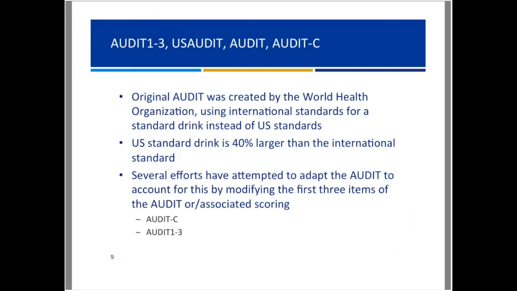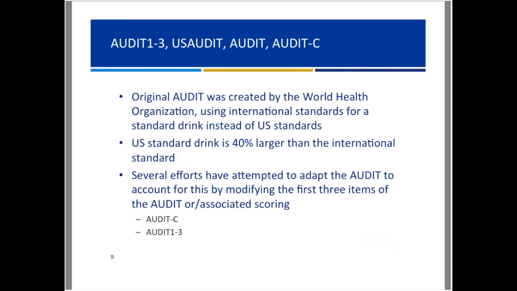So let's talk a little bit about the AUDIT. The original AUDIT was created by the World Health Organization using international standards for a standard drink instead of the United States standards. But the problem with that is the U.S. standard drink is 40% larger than the international standard. So that makes the AUDIT not necessarily a very good fit for use in the U.S. And so several efforts have attempted to adapt the AUDIT to account for this by modifying the first 3 items or the associated scoring with those first 3 items.